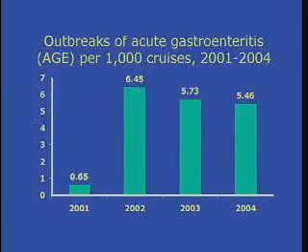Outbreaks of acute gastroenteritis per 1,000 cruises, 2001 through 2004. When we look at this data with respect to the rate of outbreaks, we see that in 2001, we had less than one outbreak per 1,000 cruises for ships sailing in the United States. In 2002, the rate jumped to roughly 6.5 outbreaks per 1,000 cruises in U.S. waters. And in 2003 and 2004, it averaged around 5.5 outbreaks per 1,000 cruises.